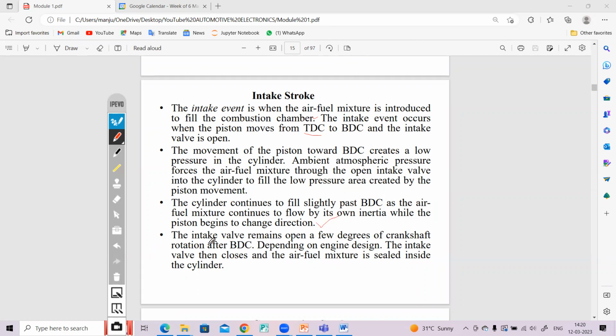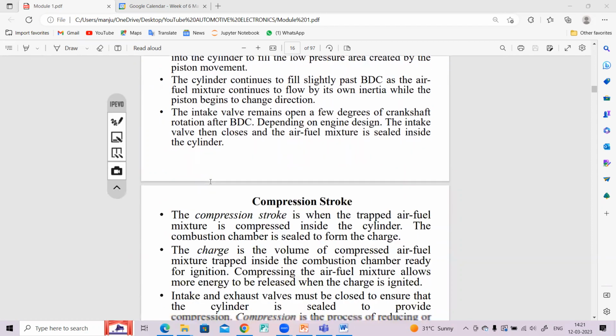Okay, the intake valve remains open for a few degrees of crankshaft rotation past BDC, depending upon the engine design, and then the valve is closed, and the air-fuel mixture is sealed inside the cylinder. This is the intake stroke operation.